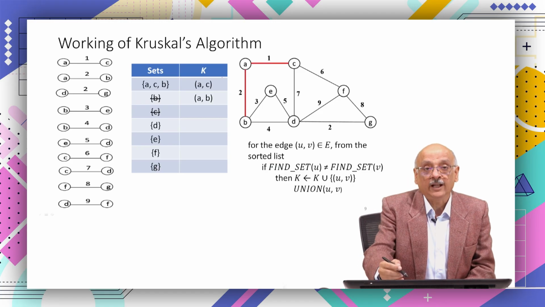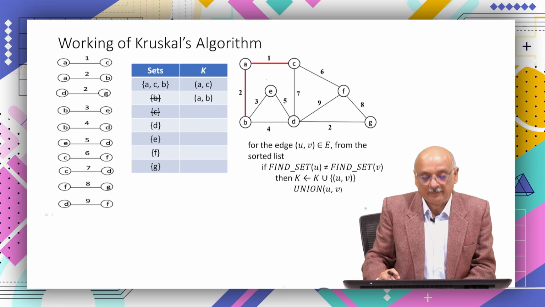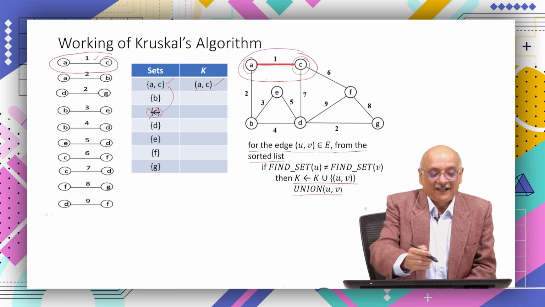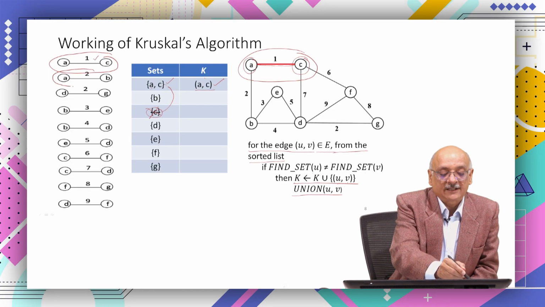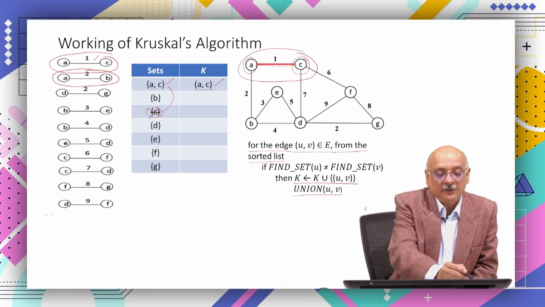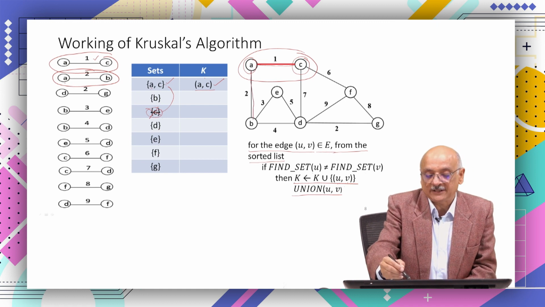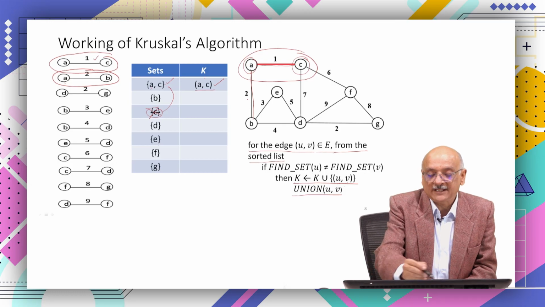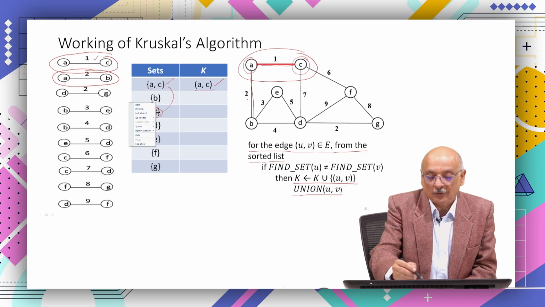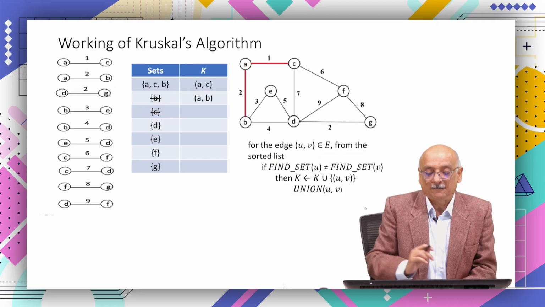Okay, then we move to the next. We go slightly back, and what we see here is the next one is A to B. So this is the edge which has a weight of 2. So what we check: A is part of AC, B is a separate set, right? So now AB is the right candidate to be selected.